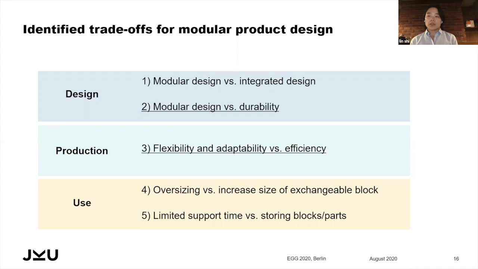Now the trade-offs specifically based on the modular product design. This is based on our observations on the ground. And we divide these findings based on life cycle phases of the product: the design, production, and use phase. And for today, I'll highlight two of the trade-offs with you next.